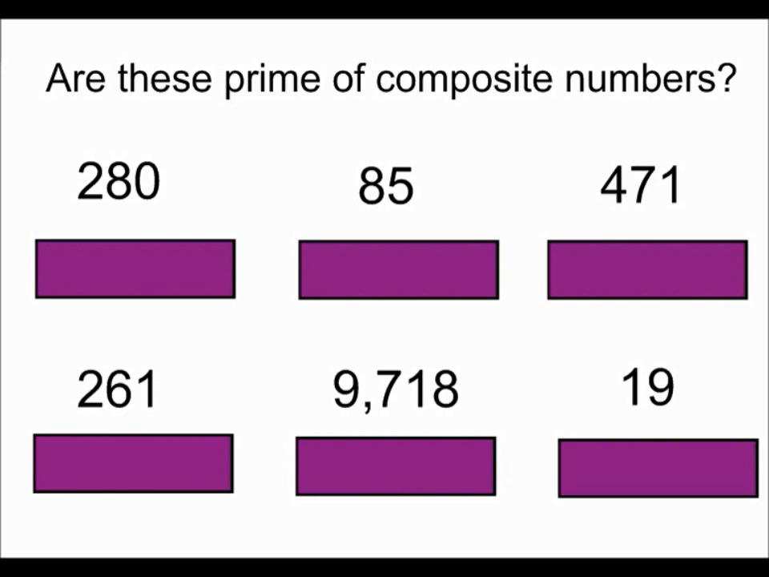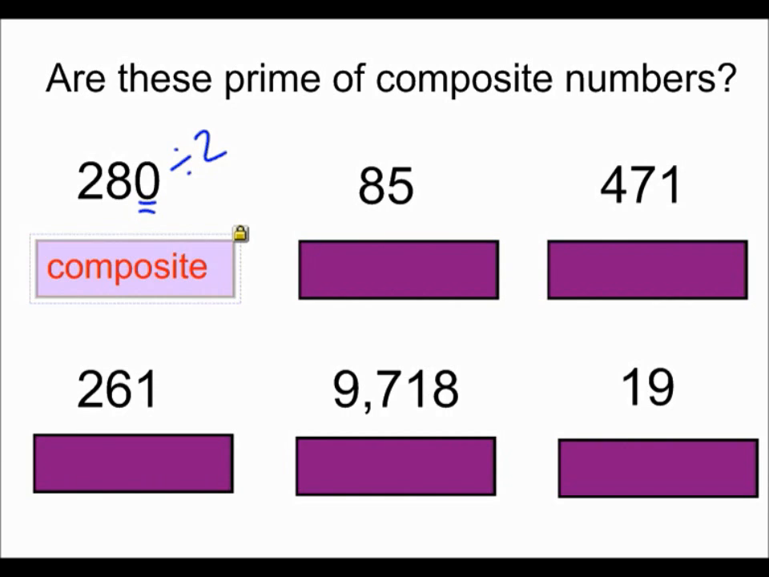Now 280, that's an easy one to tell if it's prime or composite. You look at the last digit, it's a 0, which means this is an even number. And because it's an even number, we know that 2 will go into it. And if 2 goes into it, then it is a composite number. Remember, if any numbers other than 1 and that number will go into it, it's a composite number.